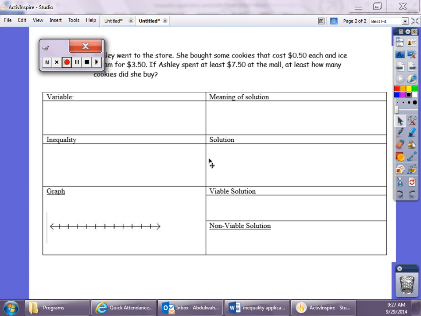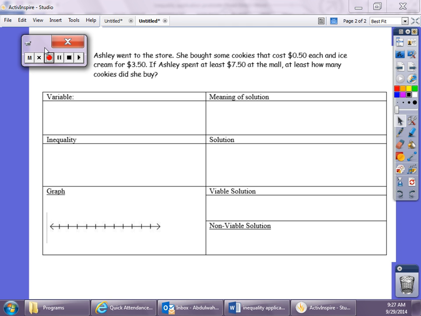Okay, today we're going to be looking at an application problem involving inequalities. So the problem says Ashley went to the store, she bought some cookies that cost 50 cents each and ice cream for $3.50. If Ashley spent at least $7.50 at the store at the mall, at least how many cookies did she buy? So the first thing asks for our variable.